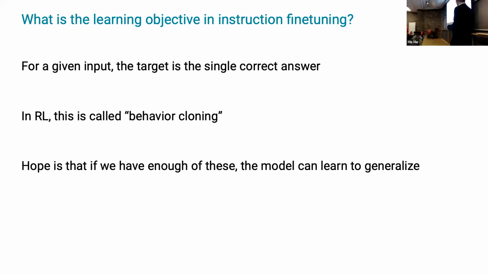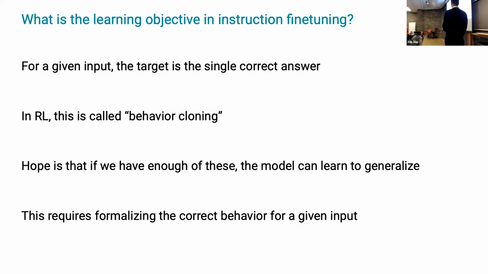And the hope is that even though we're saying this is the only answer, if we have a lot of those for many different inputs, hopefully the model can learn to generalize. And in practice, this has been the case, and that's why we have seen a lot of advances in the language model space. But what is limiting is that this kind of setup requires formalizing the correct behavior that we want to teach the model. Formalizing means that if I want to teach something to the model, I need to know how to formalize it well. But this is not always that easy.